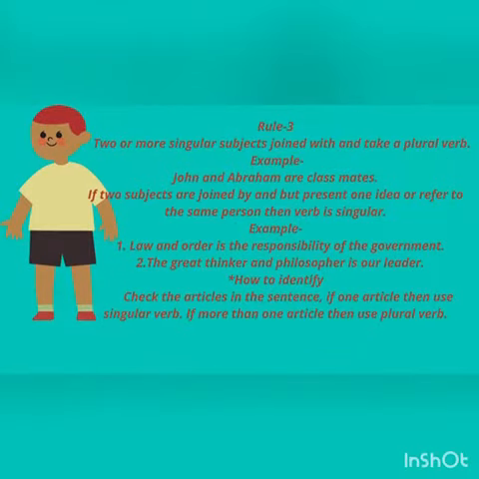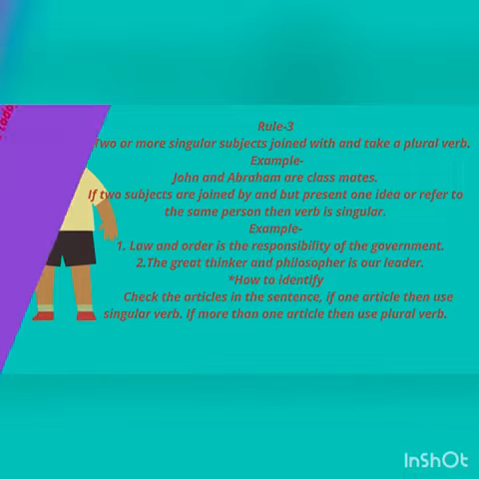Two or more singular subjects joined with "and" take a plural verb. Example: John and Abraham are classmates.